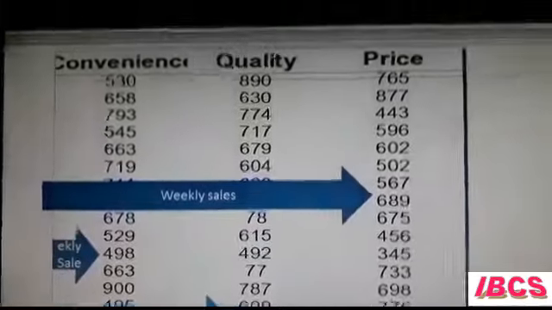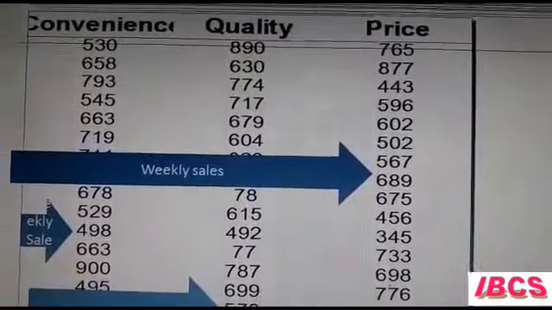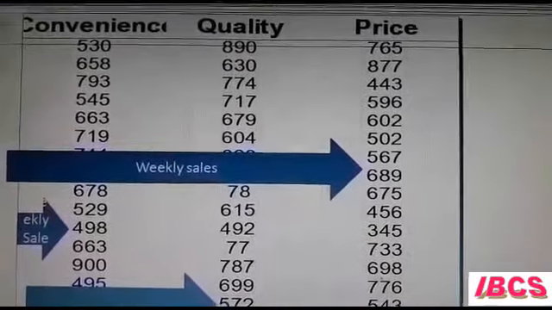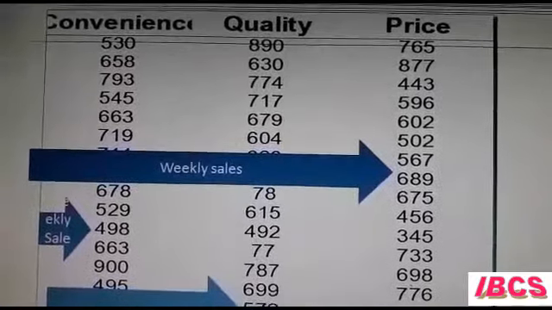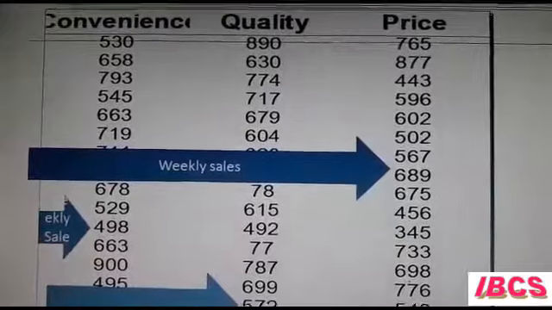And this is the data we got. For convenience in one city we got these different weekly sales, for the quality aspect these are the different weekly sales, and for the price aspect these are the different weekly sales.